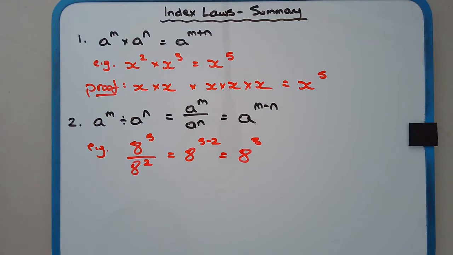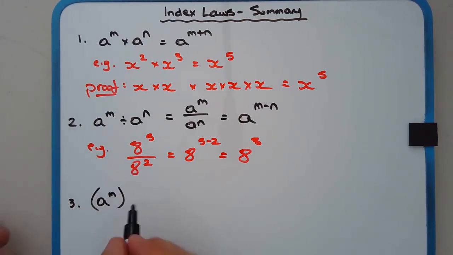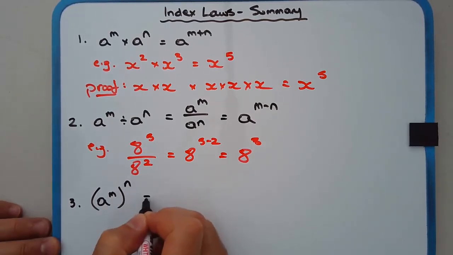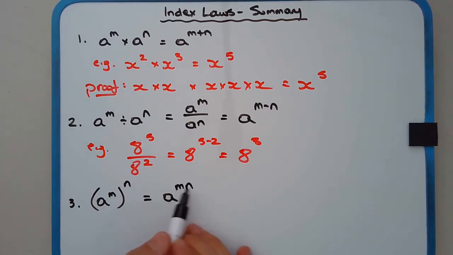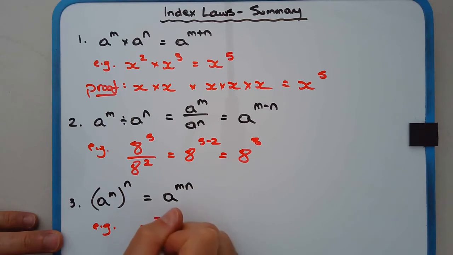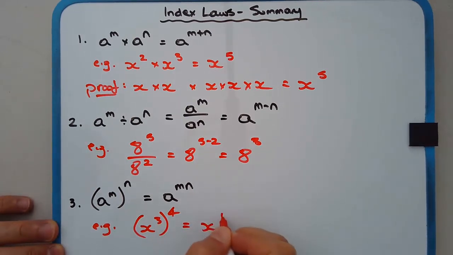All right, index law number 3. This is what we call the power to a power law. So a to the power of m, if that is raised to the power of n, so it's basically a power raised to another power, you multiply the two indices together. So it becomes a to the power of m times n, or mn. Let's have a look at an example of this one. Let's say x cubed to the power of 4. Some students make the mistake of adding these indices together. Most certainly not. It's x to the power of 12.